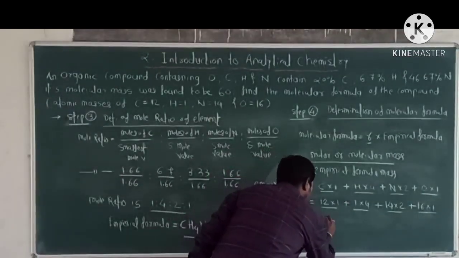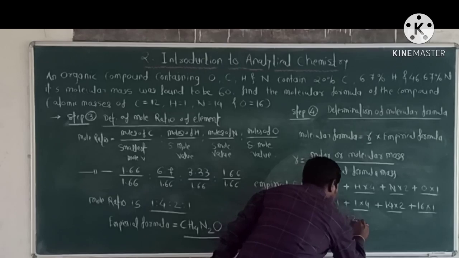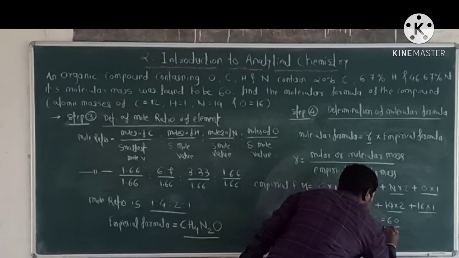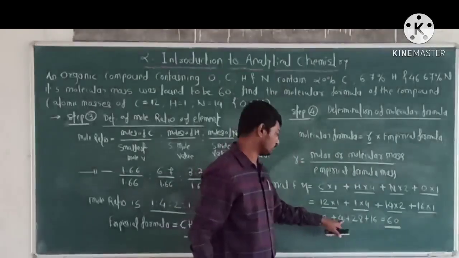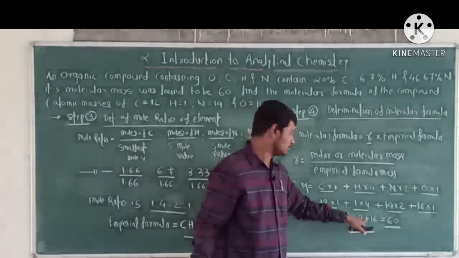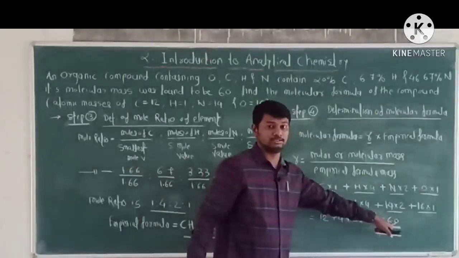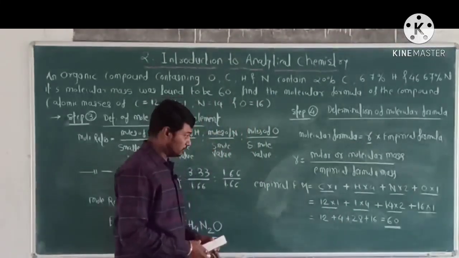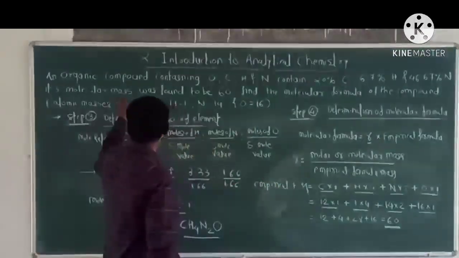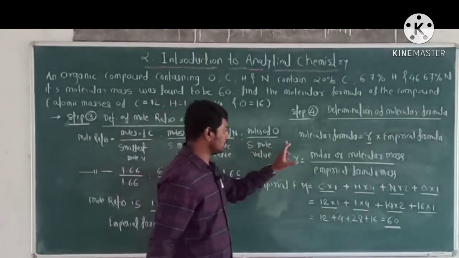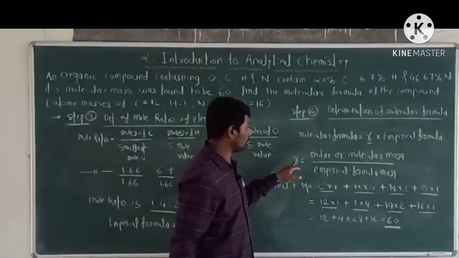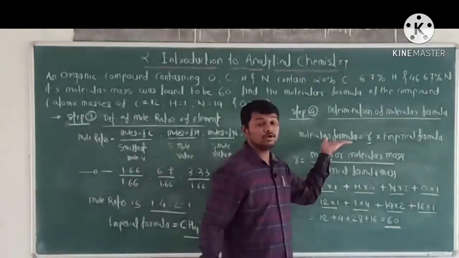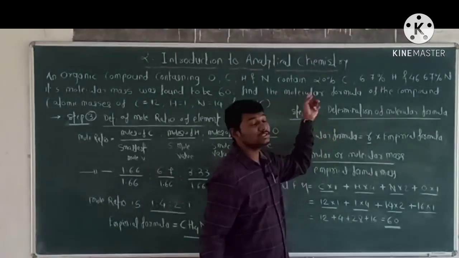12 plus 4 plus 28 plus 16, that is 60. The empirical formula mass is 60. Now after that, use this empirical formula mass and the molecular mass to calculate R, and then from R and the empirical formula determine the molecular formula of this compound.